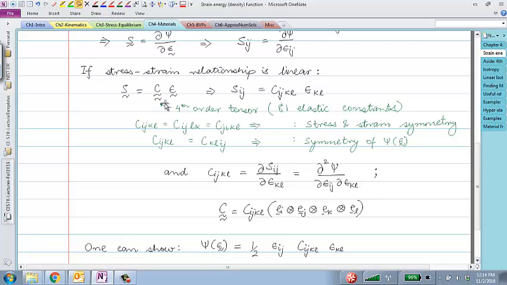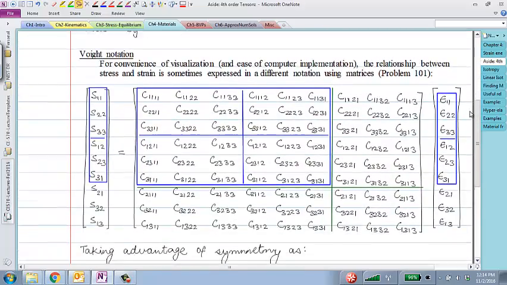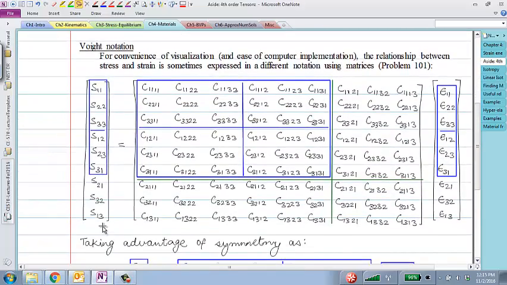But let's get back to this. We are talking about 81 elastic constants, and if you look at the next page of the handout that I've given you, we have this big, huge matrix where I've written the stress tensor as a 9 cross 1 vector. On the right hand side, I have a 9 cross 1 vector of strain components. And indeed, it is this 9 cross 9 matrix, 81 constants, that we are talking about.